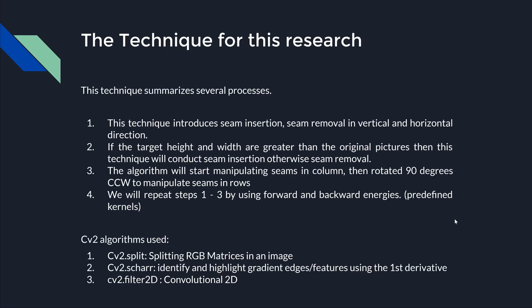And this technique summarizes several techniques. So the first one is that this technique will introduce seam insertion and seam removal in both vertical and horizontal direction. And then the second one, if the target height and width are greater than the original picture's, meaning the image is enlarged, then we will use seam insertion, otherwise seam removal. The third one, the algorithm will start manipulating seams in columns, then it will rotate 90 degrees counterclockwise to manipulate seams in the rows, so width and height.